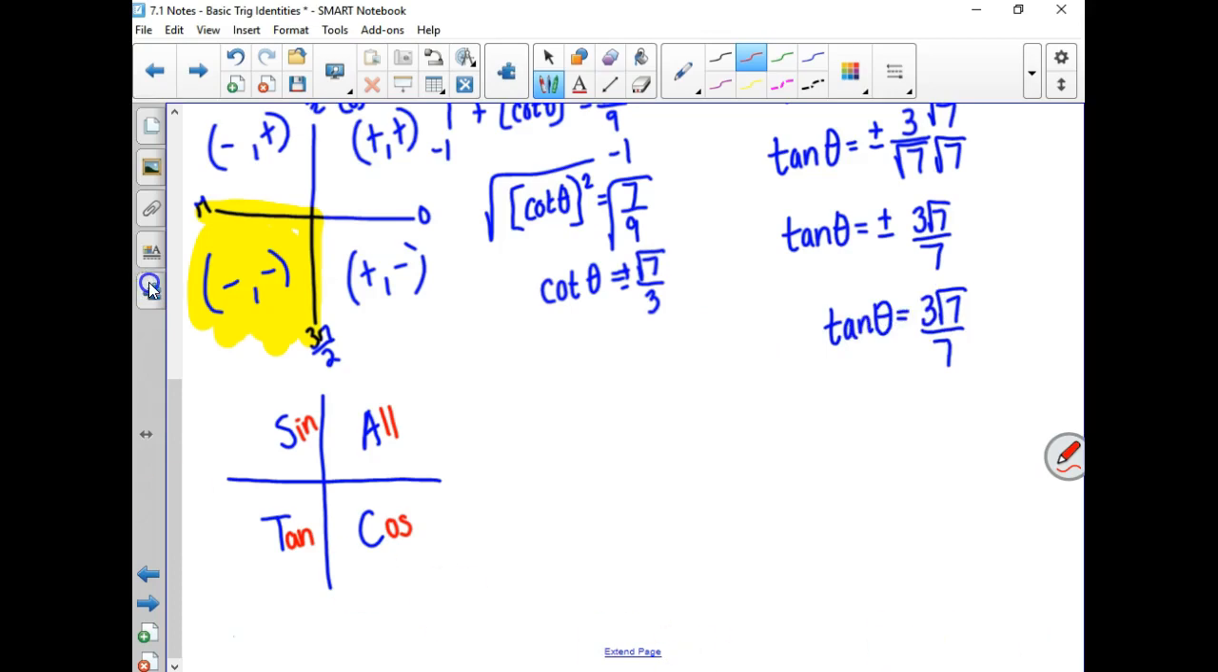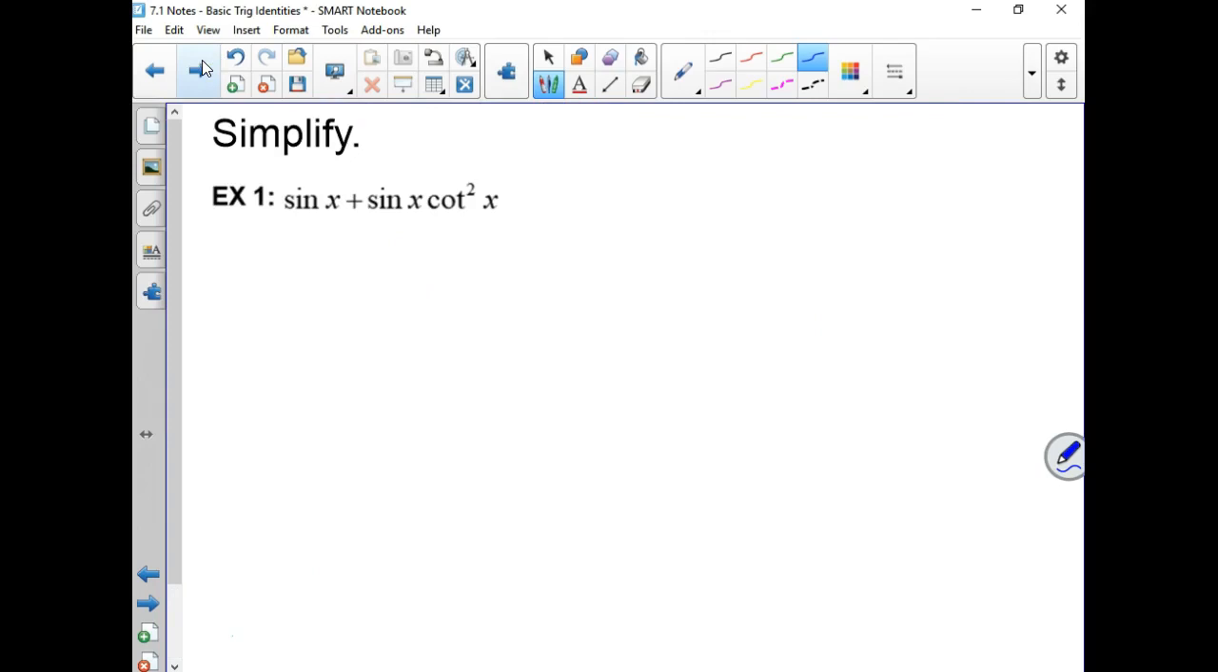Okay, so that's one thing that we're going to do with these. I know these problems are very theoretical, but we have to know some theory as well. Let's look at the next thing that we're going to be asked to do. So we have sine x plus sine x cotangent squared x, and our problem has asked us to simplify here. So what we're going to do is try to condense this to make it smaller.